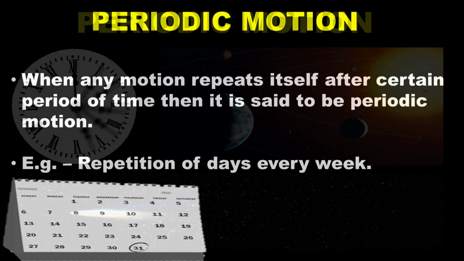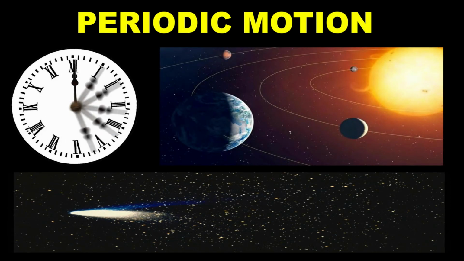Common examples, children, hands of clock, then earth revolving around the sun, Halley's comet, सबको पता है Halley's comet, which is seen once in 76 years. So these are periodic motion, and it is also uniform motion.